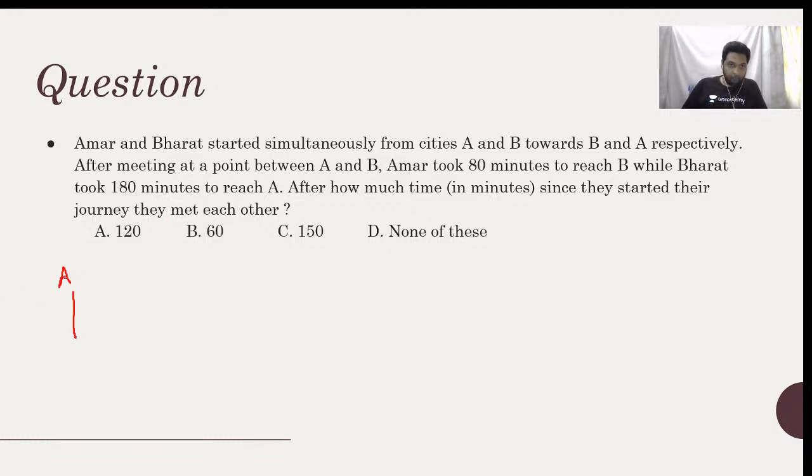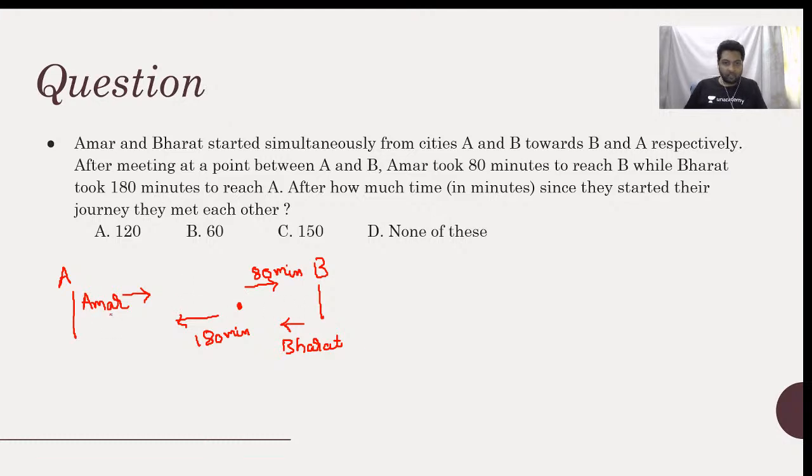This is point A. This is point B. Amar starting from here. Bharat is starting from here. Let us say they met over here. Amar needs another 80 minutes and Bharat needs another 180 minutes. After how much time since they started did they meet? This is what we are supposed to find out.